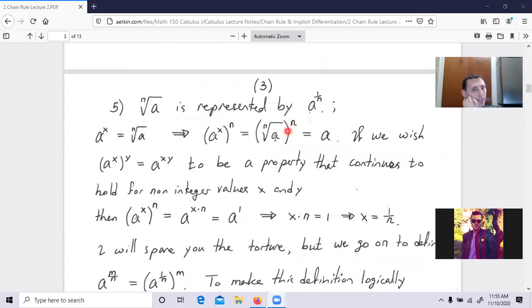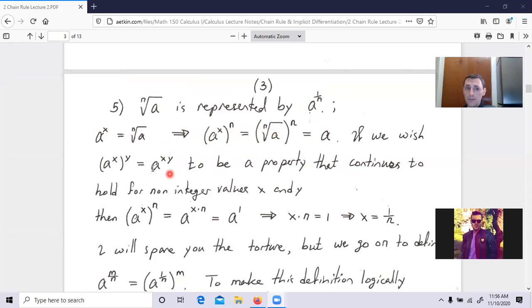Now, another thing that we need is that the nth root of a is represented by a to the 1 over n. Why do we have that representation? Well, think about it, right? If I want to create a representation, so I want to say that there is some number x that creates the nth root. That means, what's the nth root? It means that if you multiply this number by itself n times, you should get a.